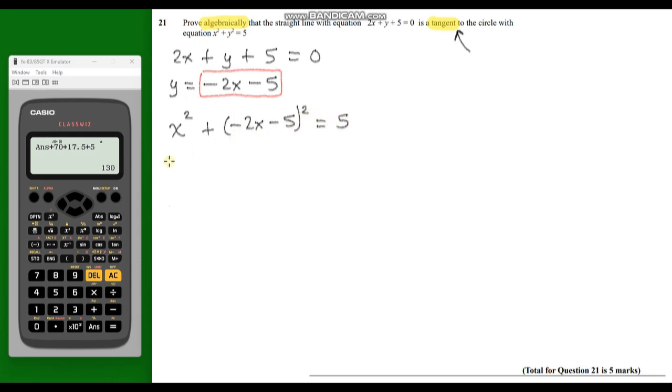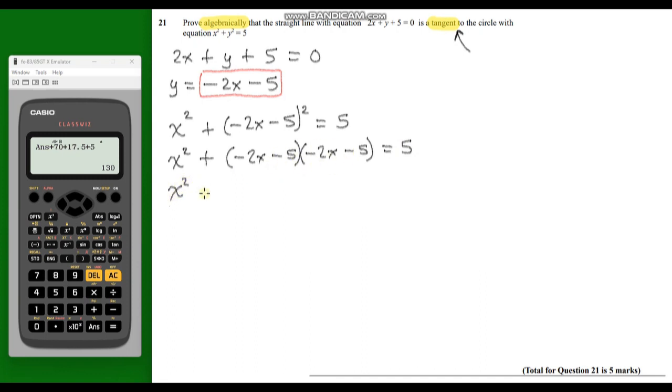So our next line of working, we've got x squared. Now I'm going to just write out the double bracket, so just do it in full first. So we've got plus (-2x minus 5) times (-2x minus 5), and that equals 5. So now I can expand these brackets.